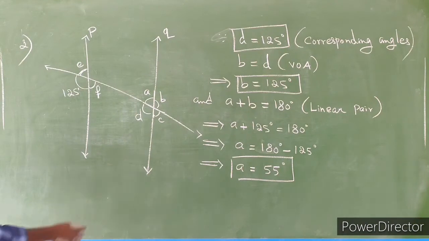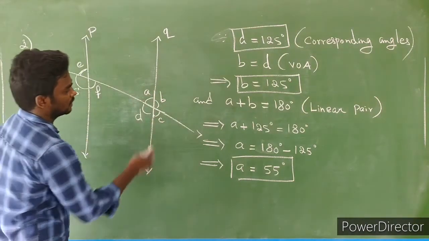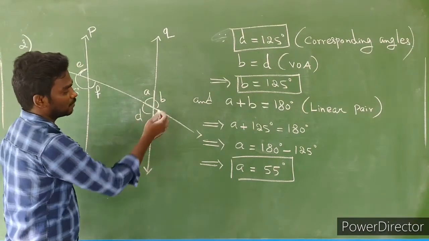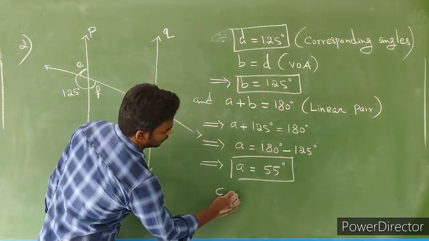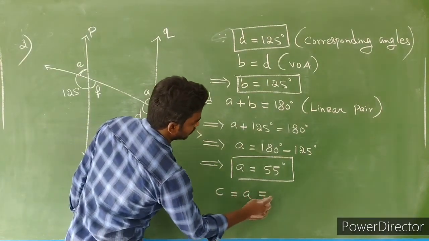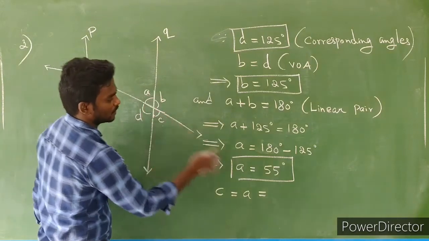So what are the other angles? a is equal to c, that means vertically opposite angles. So c is equal to a, which is the value 55 degrees.